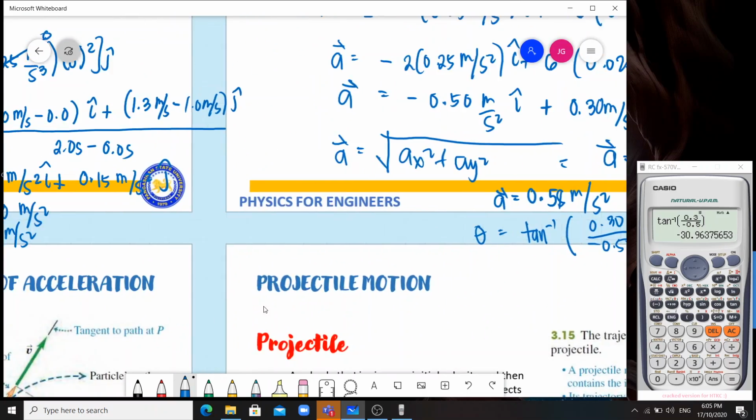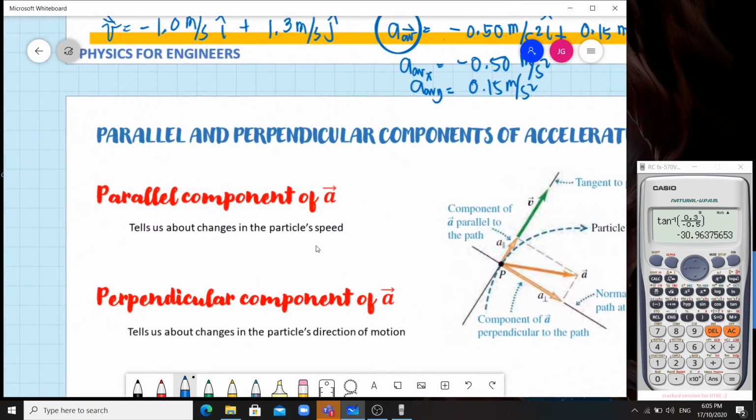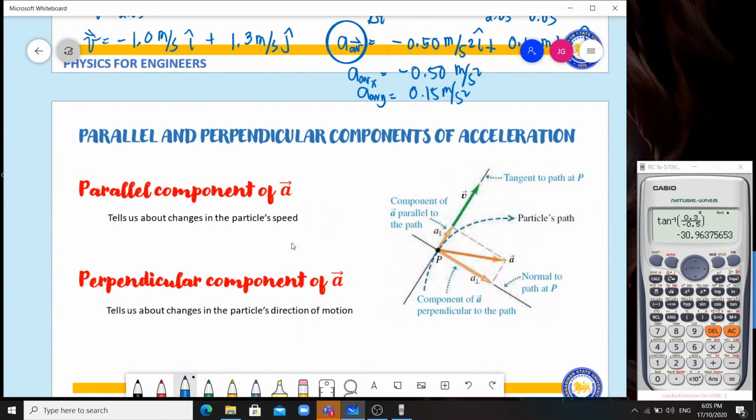So, next, sa acceleration, meron tayong tinatawag na parallel component at saka perpendicular component. Ito yung acceleration vector mo, meron siyang parallel component at saka perpendicular component. Ito si perpendicular. Okay? Ang perpendicular component, it tells us about the change in particle's direction of motion. Direction lang. Kung nagbabago ba yung direction niya.